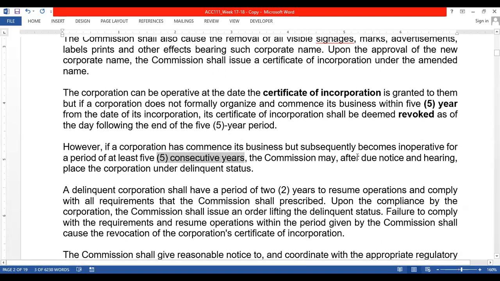They will receive a due notice coming from the commission, the SEC, and they are placed under delinquent status. So the one earlier, if it was not able to operate within 5 years from the date of incorporation, the corporation's license will be revoked. But in case they did operate, but in a subsequent year they become inoperative again for 5 years, their status becomes delinquent and they need to apply for an explanation, okay, and shall have a period of 2 years to resume its operation and comply with all the requirements of the commission.